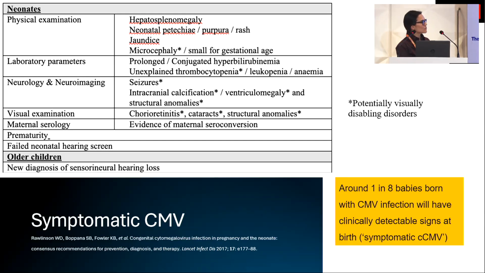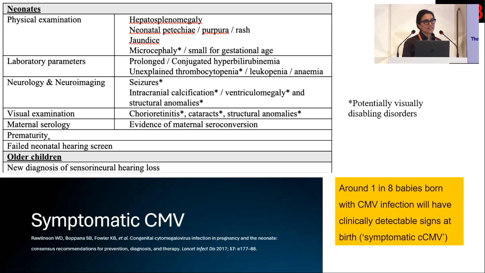And this is a European consensus guideline, which was published in 2017. And you can see here the features the neonate may have to be diagnosed with congenital symptomatic CMV. And that includes particularly hearing loss, but other systemic comorbidities, several of which you can see have potential to be visually disabling.